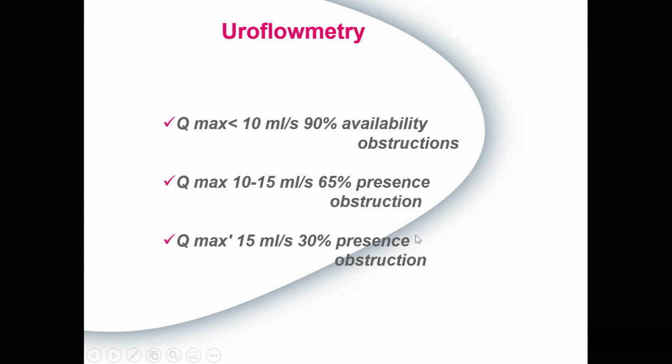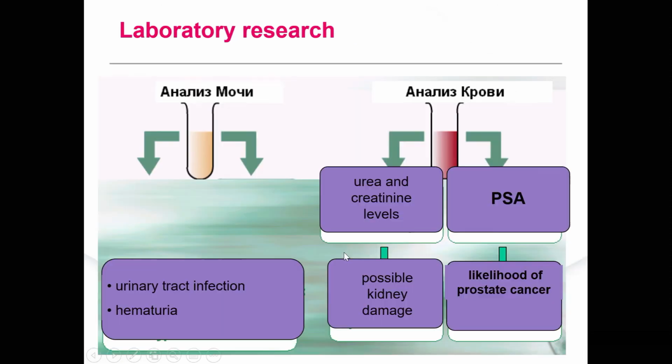In uroflowmetry, a Qmax of less than 10 milliliters per second means a 90% probability of obstruction. A Qmax from 10 to 15 milliliters per second means a 65% probability of obstruction. And a Qmax of 15 milliliters per second means a 30% probability of obstruction. The laboratory research includes a general analysis of urine and a general blood analysis, or biochemical blood analysis if we have indications.